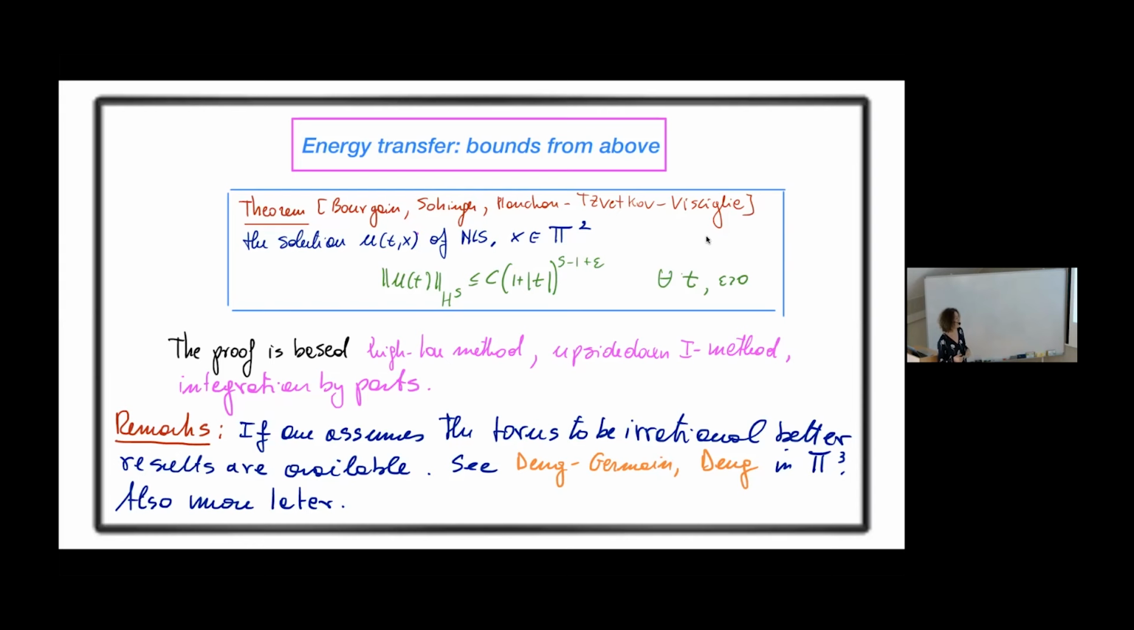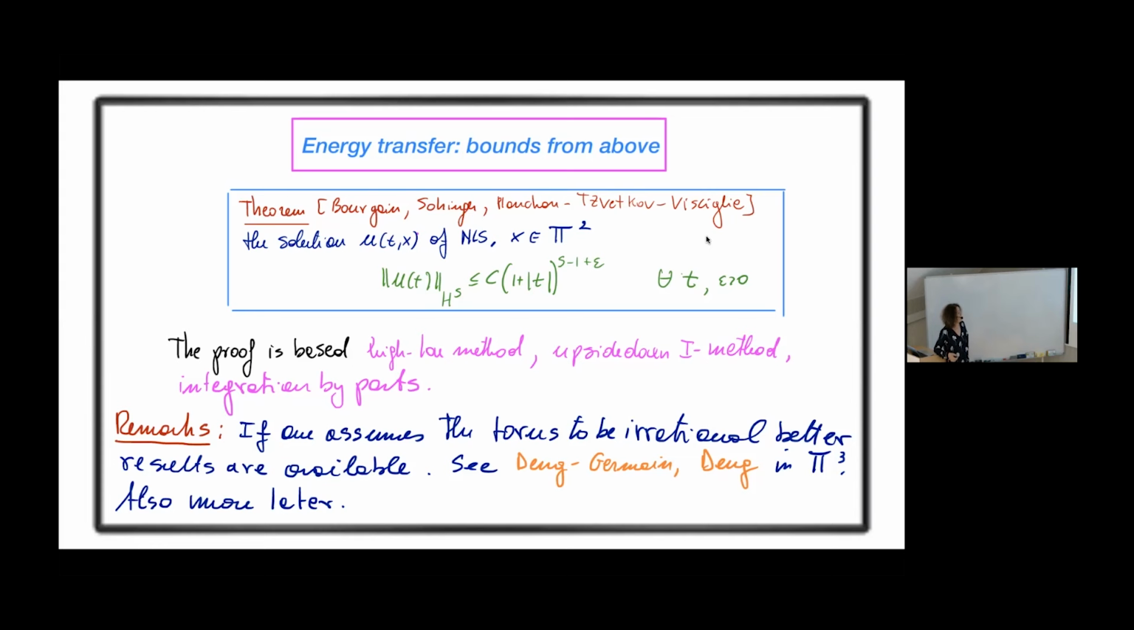And I can tell you right away that neither of these questions is completely resolved. There are partial results for both, at least in the context of NLS. And since Patrick is here, I'm saying in the question that he had, a similar question he addressed for the Zakharov equation, much more is known. Okay, so let me tell you, just in summary, what we know in terms of the upper bound.